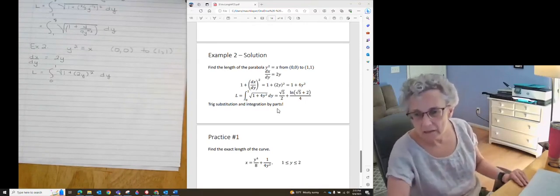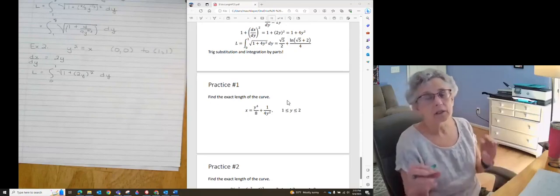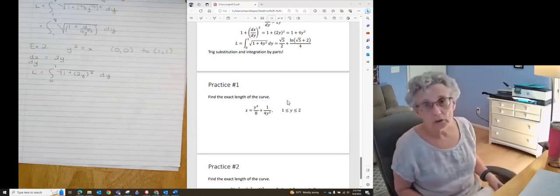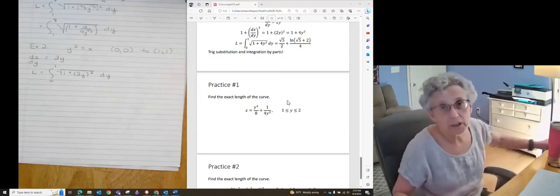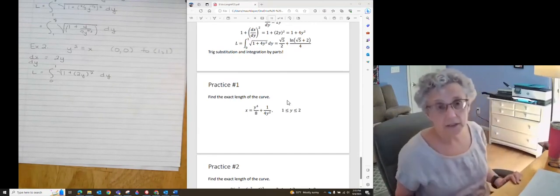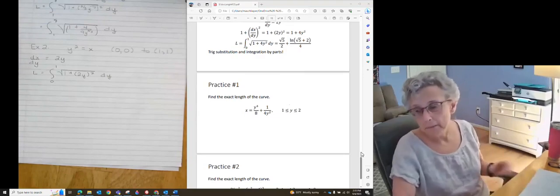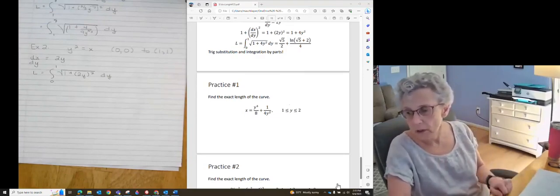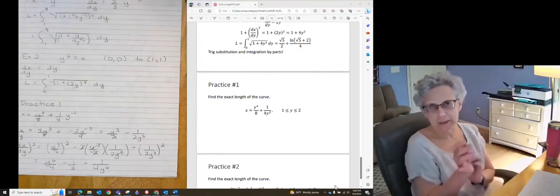Find the exact length of this curve. So that means I want you to use whatever integration techniques are necessary to do this one by hand. And we'll go through it in a minute. Give it a try. How did it go?